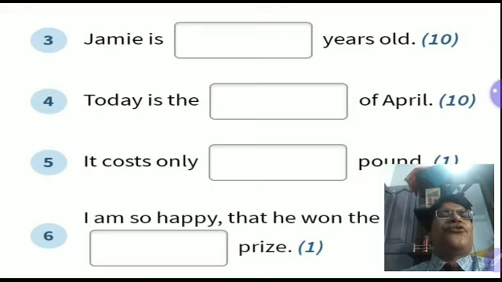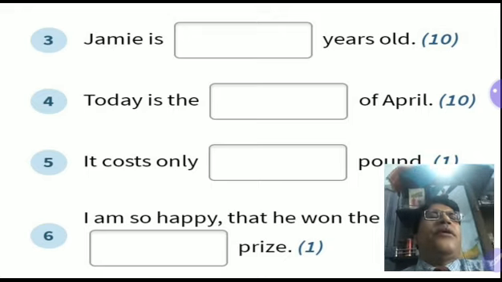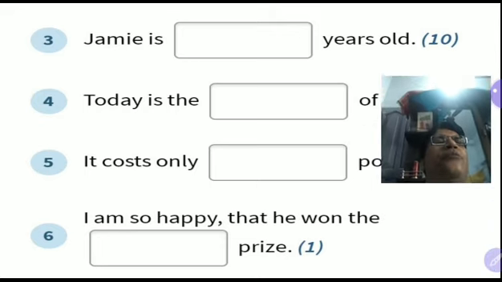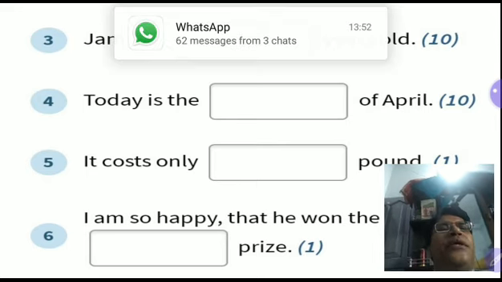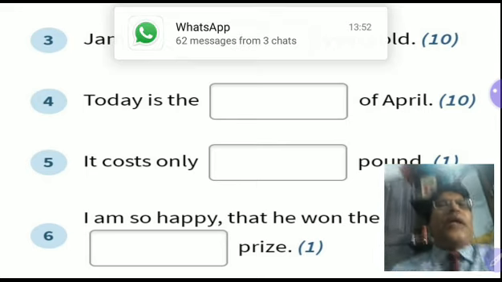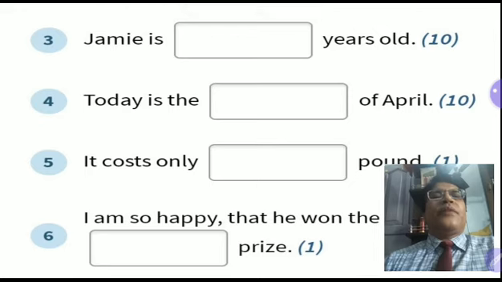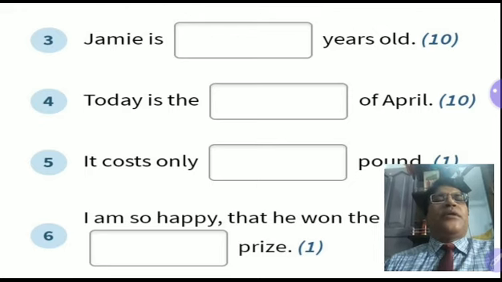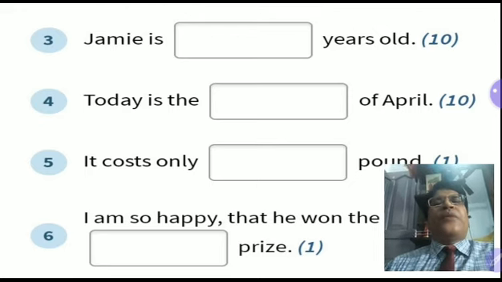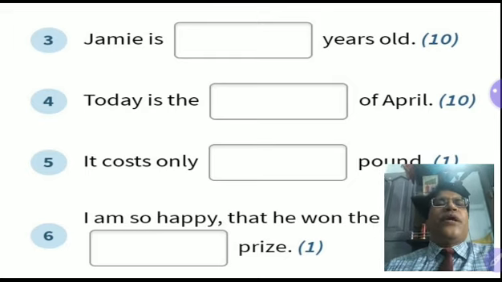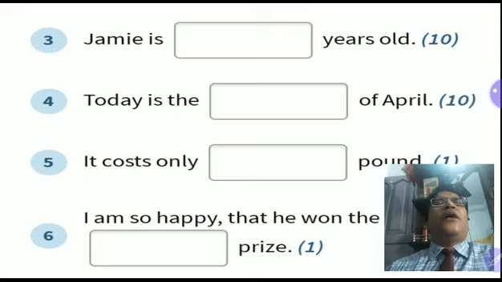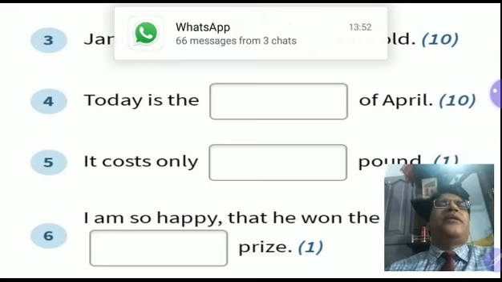Fifth number, it costs only how many pounds? 1 pound. It costs only 1 pound. I am so happy. I am so happy that he won the prize. Which prize? First prize. I am so happy that he won the first prize. You are looking at how ordinal and cardinal numbers are being used.